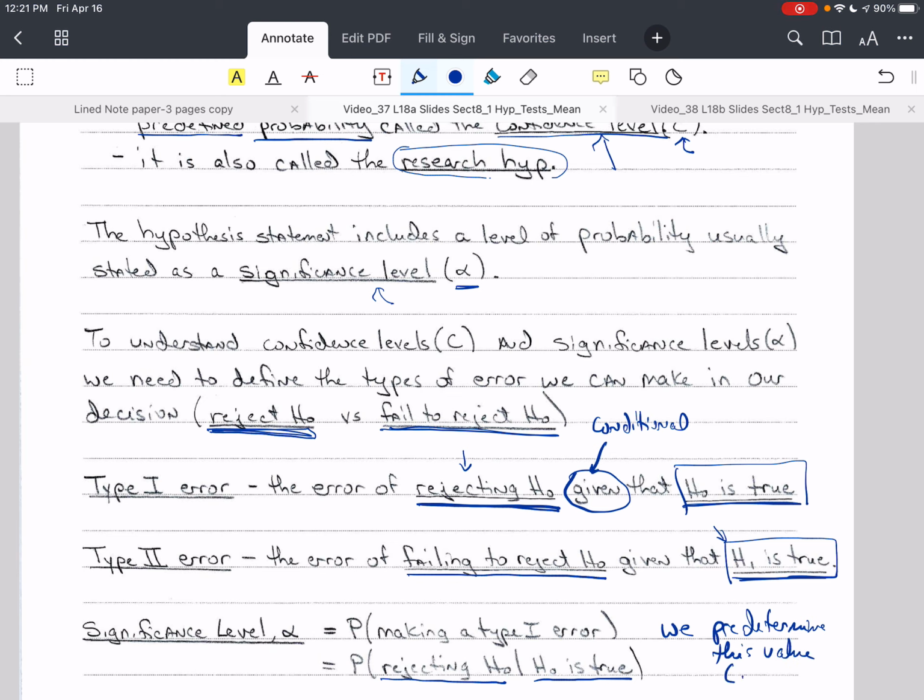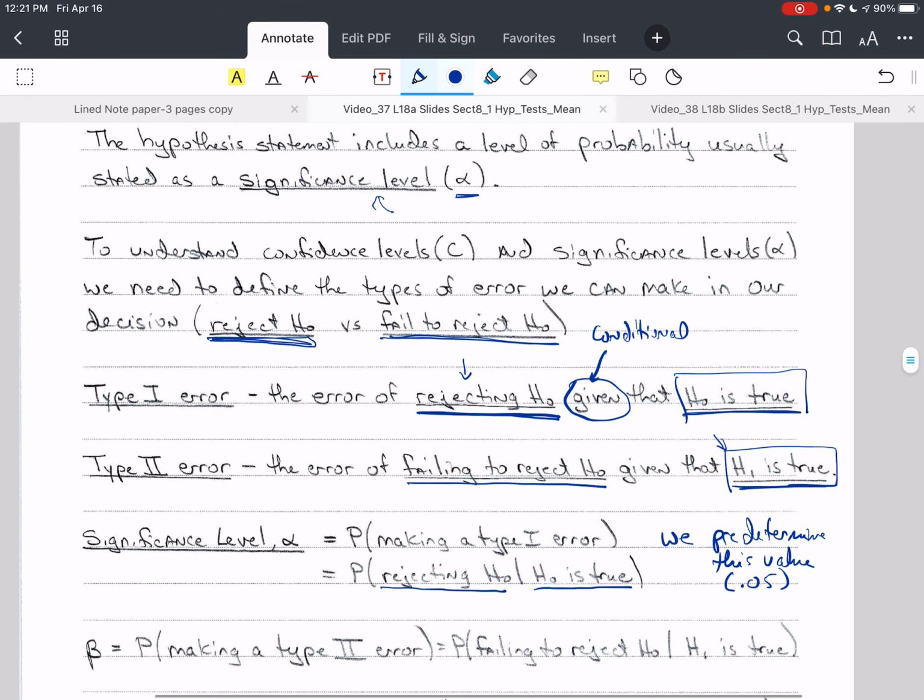And a default is 0.05. Very well accepted for application. Beta is the probability of making a type 2 error, which, rewriting it in conditional probability terms, would be the probability that we fail to reject the null hypothesis when H1 is really true. So we should have rejected H naught, but we didn't. So we made an error. This is a type 2 error.